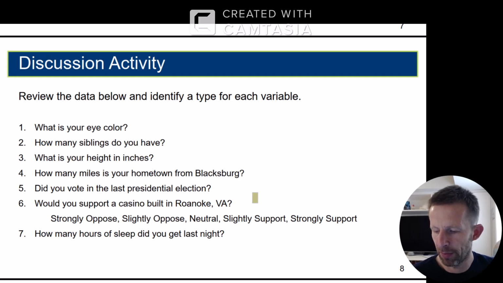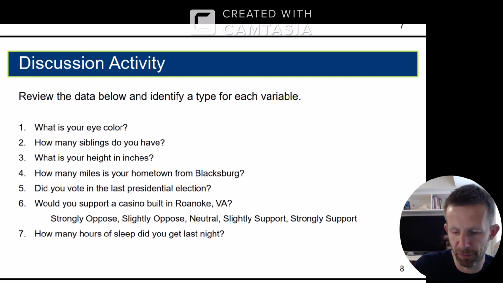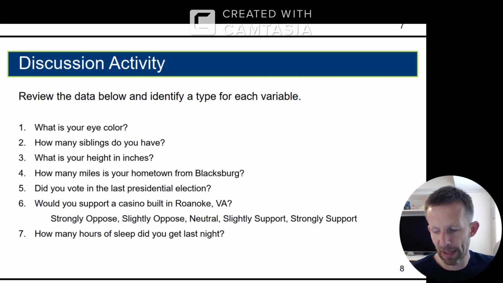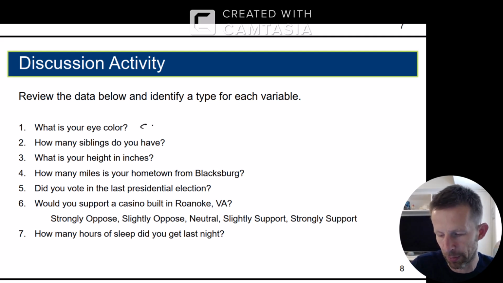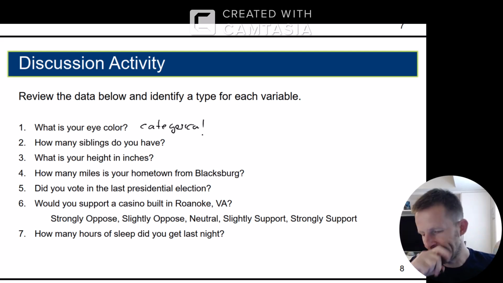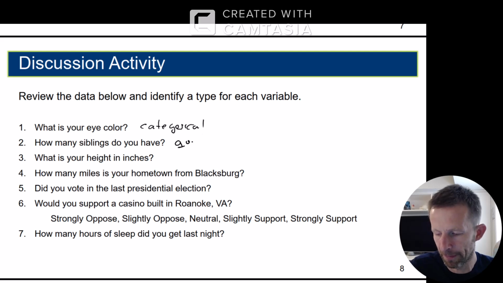So review the data below and identify the type of variable for each of these. What type of eye color? So this would be categorical. How many siblings? This would be quantitative and discrete. What is the height in inches? This would be quantitative and continuous.